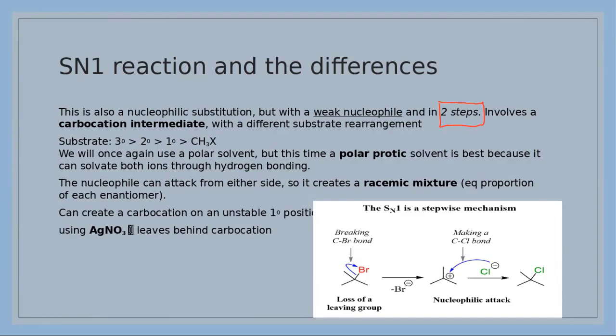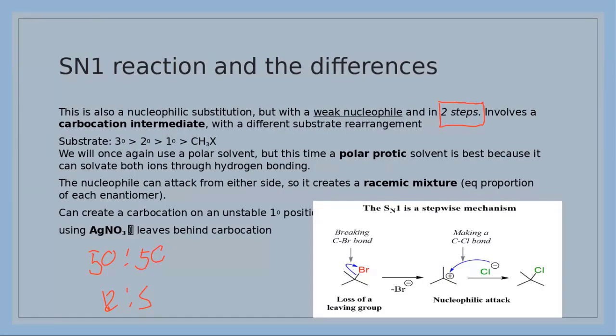So we're going to use a polar solvent this time, but in this case, a polar protic solvent is best because it can solvate both ions through hydrogen bonding. Because we now have a carbocation, we want a solvent that can basically reduce the positive charge to make it more stable. Now, SN1 doesn't involve only the backside attack. It can attack from either side, so we're going to call it a racemic mixture. Racemic mixtures have equal proportions of each enantiomer. So you can say 50, 50, R and S, if you had 2 forms of it. That's what a racemic mixture is.